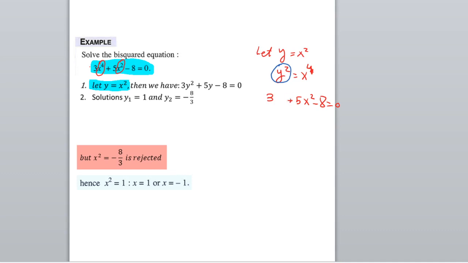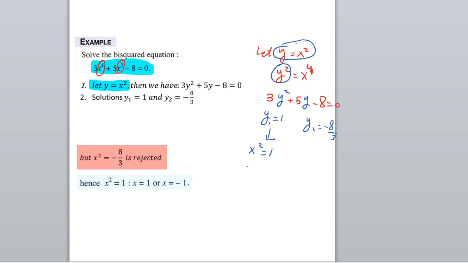بحط مكان محلها y squared and same idea x squared بمحيها وبحط بدالها y and I'm solve this. When I solve this I get y1 equal 1 and y2 equal minus 8 over 3. طيب إذا ال y1 equal 1 هيدي بتعطيني إنه ال x squared equal 1. ليه؟ لأنه ال y equal شو؟ y equal x squared. إذا أنا برجع للي أخذتهم from here.